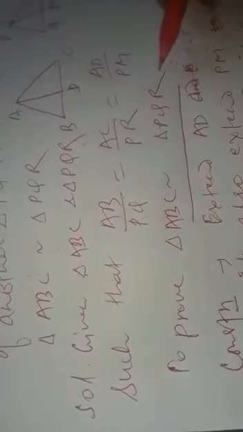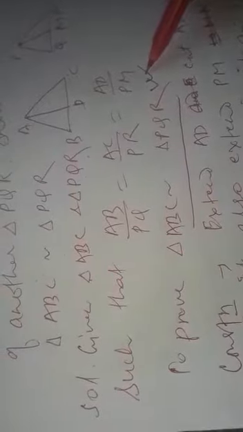Now, we see that we are given triangle ABC and triangle PQR, in which the ratio of AB to PQ, the ratio of AC to PR, and the ratio of the medians drawn on the third side BC and QR, AD by PM, are all equal. And then we have to prove that triangle ABC is similar to triangle PQR.